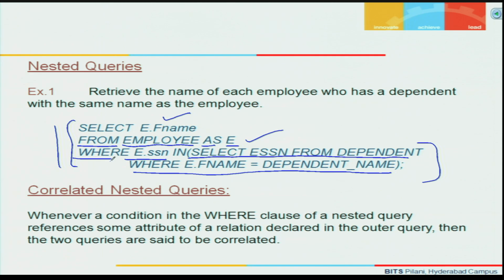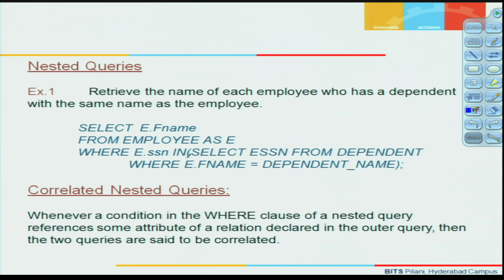That is why in the where clause I will write E dot SSN in this in clause or operation. It is going to check whether the given value is in the given set or not. If we execute the nested query, this one, what is this? Select ESSN from dependent, that is from the dependent table I am selecting ESSN, where E dot F name is equal to dependent dot name.